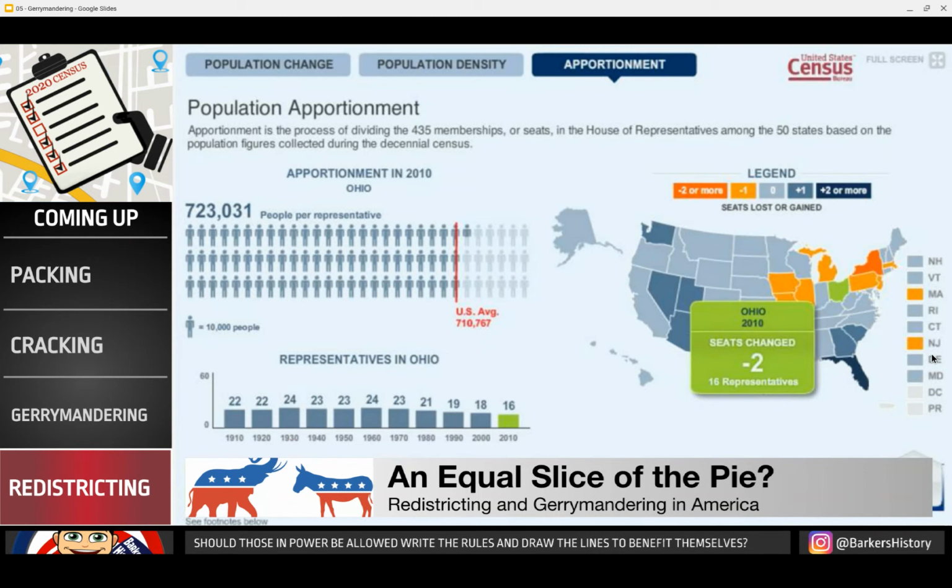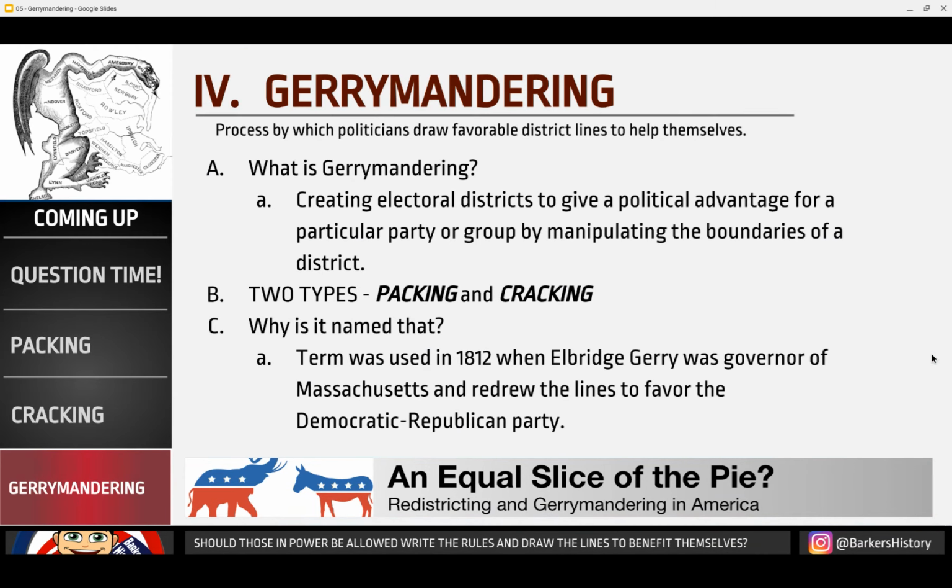Again, in 2010, the state of Ohio, for instance, lost 2 members of the House of Representatives. They went down to 16, right? They had a negative of 2 because they had lost population. And so they had to reapportion. They were reapportioned, and therefore they had to redistrict their congressional lines, all right?